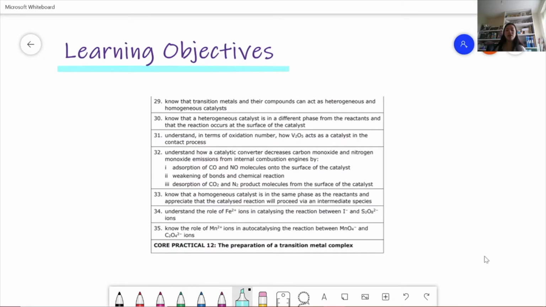We're then going to know that a homogeneous catalyst is in the same phase as the reactants, and appreciate that the catalyzed reaction will proceed via an intermediate species, and to understand the role of Fe2+ ions in catalyzing the reaction between I- and S2O8 2- ions, and to know the role of Mn2+ ions in autocatalyzing the reaction between MnO4- ions and C2O4 2- ions. We're then going to look at a core practical, which is the preparation of a transition metal complex.